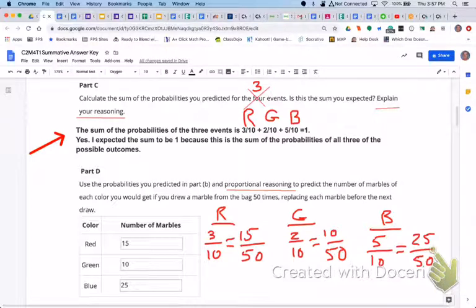For part D, we are using proportional reasoning to predict the number of marbles if we draw from the bag 50 times. I showed the work over here on this side for the red, green, and blue marbles in order to determine that the number of marbles for red would be 15, green would be 10, and blue would be 25.